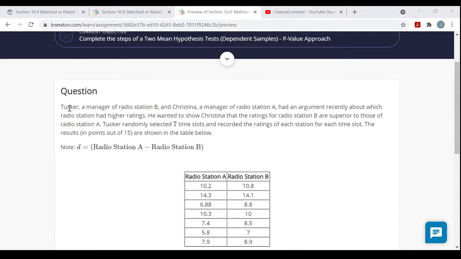Here we have Tucker, a manager of radio station B, and Christina, a manager of radio station A. They had an argument recently about which radio station had higher ratings. He wanted to show Christina that the ratings for radio station B are superior, or higher, than those of radio station A. Tucker randomly selected 7 time slots and recorded the ratings of each station for each time slot. The results, in points out of 15, are shown in the table below.